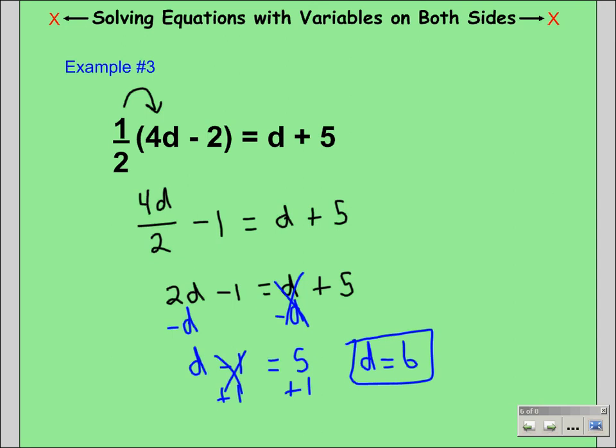Now if you wanted to check your answer, you guessed it, you could go take your solution and put it right back in for each of the d's in the equation. And if both sides end up equaling each other, you know you have used the correct solving steps.